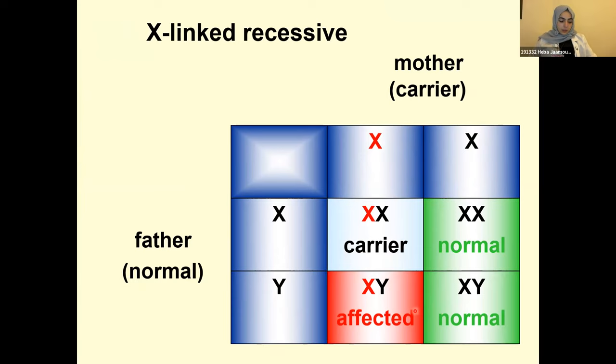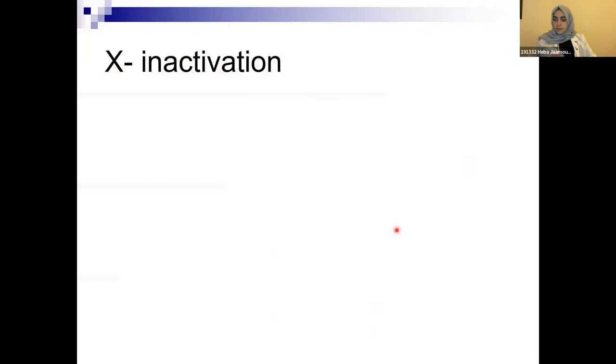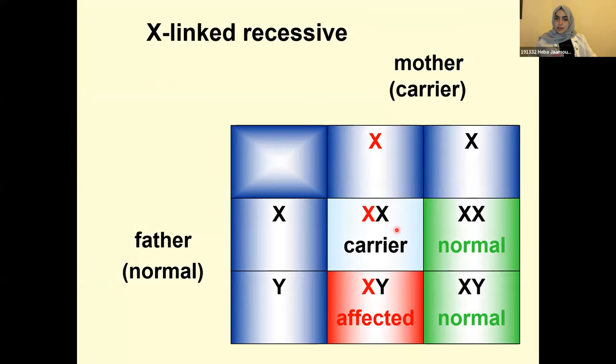Okay. So what about the daughters? Again, it's a 50-50 chance. They get a normal X from their dad, and there's a 50% chance that they get the other X from their mother, either abnormal or normal. So 50% chance that the sons are affected, and 50% chance that the daughters are carriers. Is this clear? If you understand this, then everything that's coming ahead of you is easy.